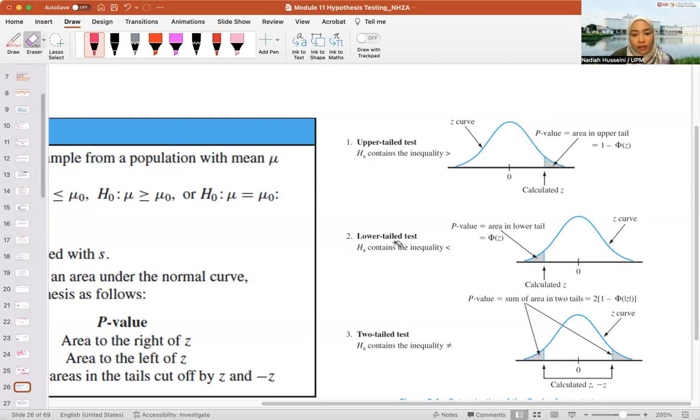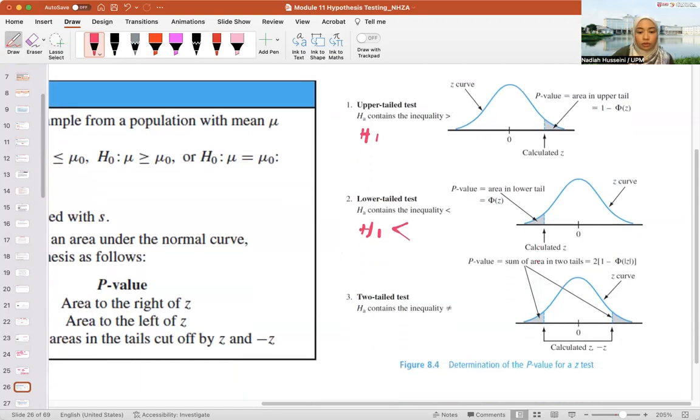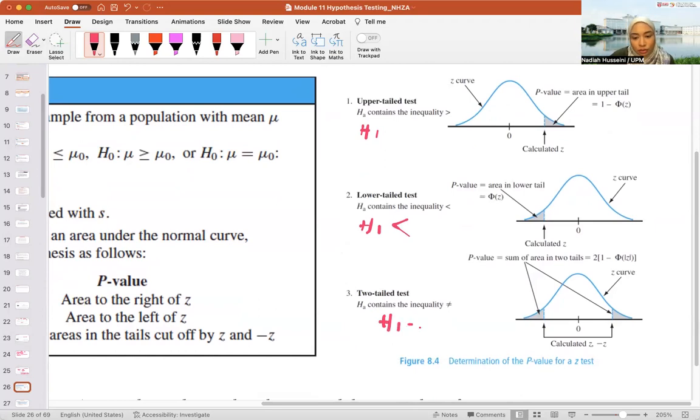And then when we're looking at a lower tailed test, which means that your H alternative, I should write H1 over here, has this sign, then you're looking at the p-value in the area of the lower tail. And when we're talking about the two-tailed test, where your H1 is not equal to something that we saw just now, which is 1,000, you're looking at these two regions. Okay, so basically, you just follow the sign of H1. Just follow the sign of H1.